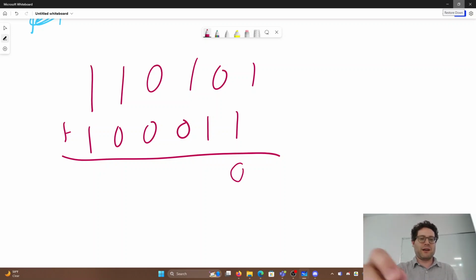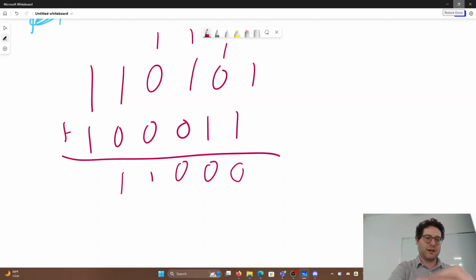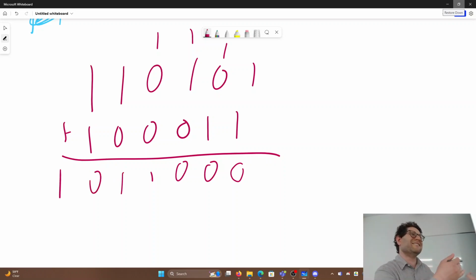All right, 1 plus 1 is 0, carry the 1, right? 1 plus 1 is 0, carry the 1. 1 plus 1 is 0, carry the 1. 1 plus 0 is 1. 1 plus 0 is 1. 1 plus 1 is 0, carry the 1. Like I said, it's a lot easier to do this because it's binary, so you've got essentially 4 options with 2 options each.